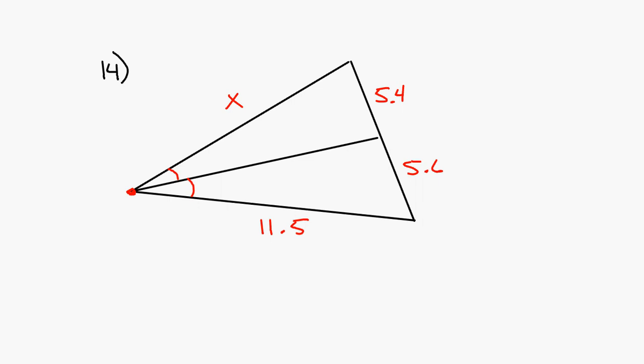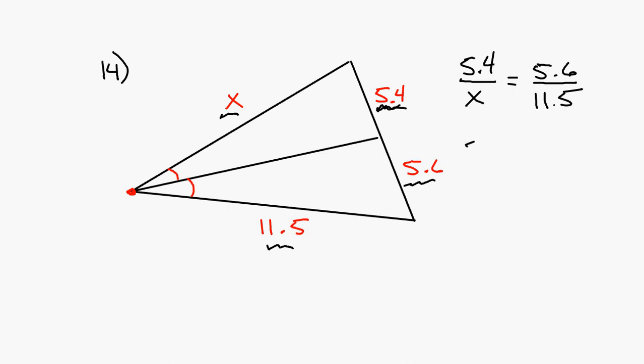All right, the rule yesterday said that an angle bisector in a triangle creates two segments that are proportional to the two other sides of the triangle. So you can take your 5.4, which is this segment created, over its adjacent side, which is x, and set it equal to 5.6 over its adjacent side, which is 11.5. Okay, so that's your setup.